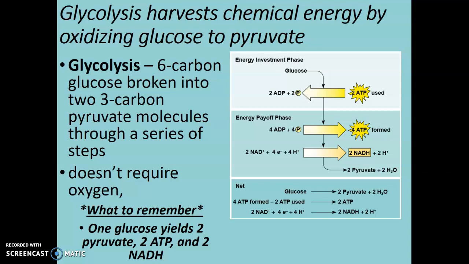It yields 2 pyruvate molecules, 2 ATP molecules, and 2 NADH. There is an energy investment phase and an energy payoff phase, and that's what gets us our net products. There's an excellent video in the collection of cellular respiration videos in your table that can explain the details exactly if you want to go into it. But what you need to mainly know is that glycolysis yields 2 pyruvate, 2 ATP, and 2 NADH. The process of how it occurs, you don't really have to know.